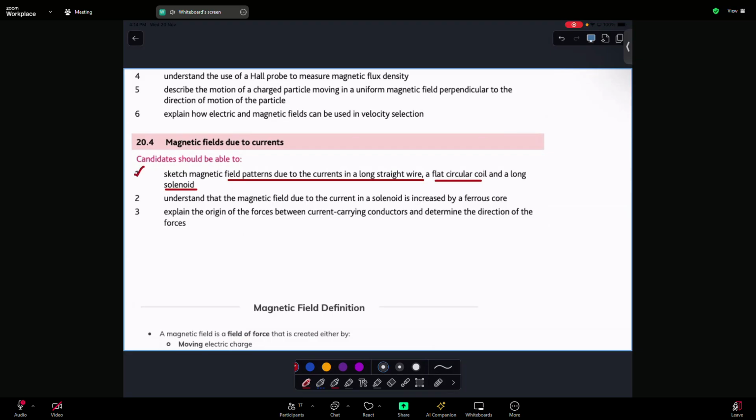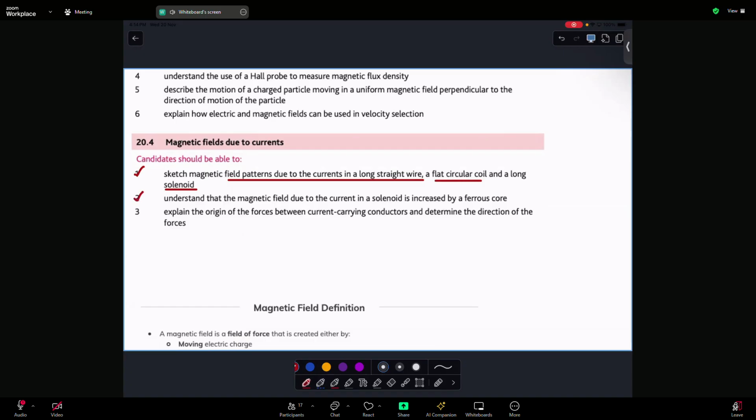Understand that magnetic field due to current in a solenoid is increased by a ferrous core. By ferrous core, if you place an iron core, the strength increases, right? Why does it increase? Because the dipoles in the iron become aligned as well, and it adds to the magnetic field because they're aligned. They're also producing their magnetic field.